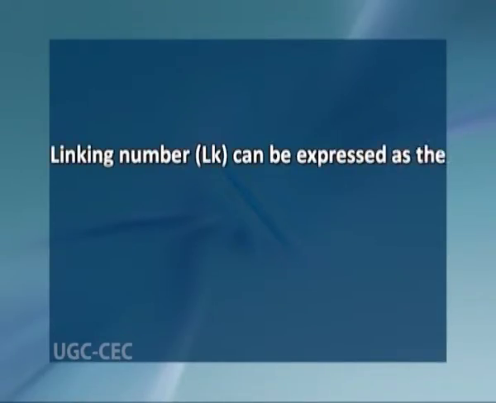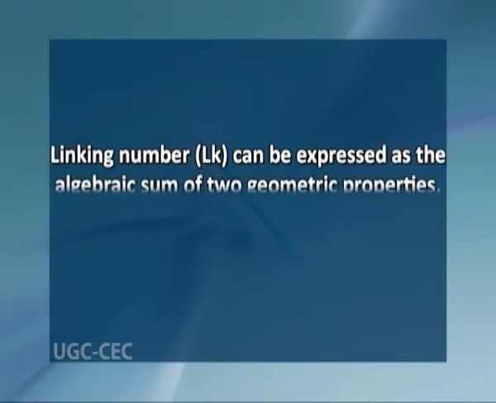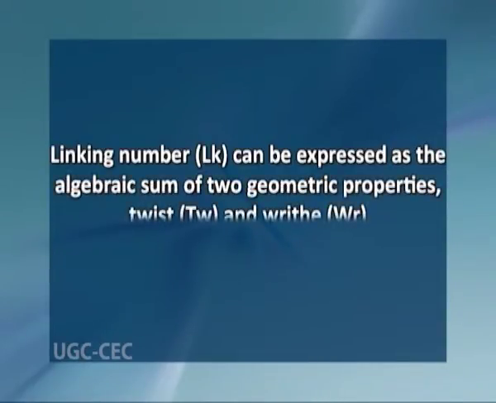Lk can be expressed as the algebraic sum of two geometric properties, twist and writhe. Twist refers to the manner in which one strand winds around the second. Writhe refers to the non-planarity of the DNA axis. Lk, linking number, is equal to twist plus writhe.